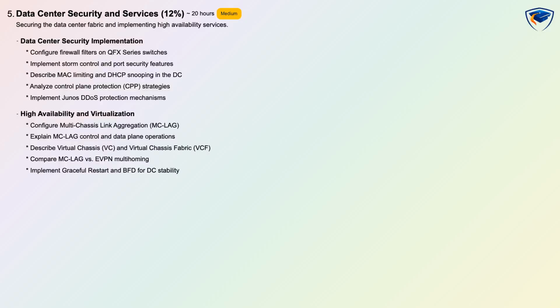The domain includes control plane protection strategies and Junos DDoS mitigation, plus high availability topics such as MC-LAG configuration and operation, virtual chassis concepts, and comparisons of MC-LAG versus EVPN multihoming. You will also implement graceful restart and BFD for fabric stability.